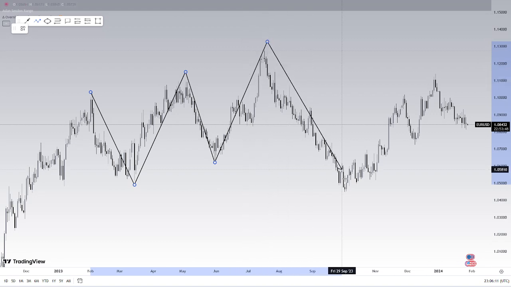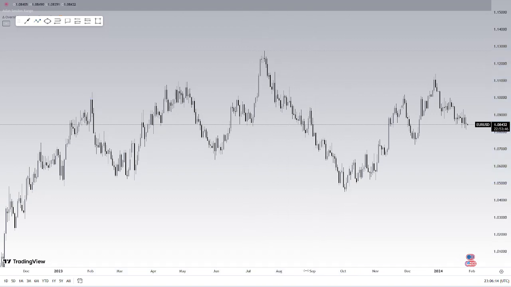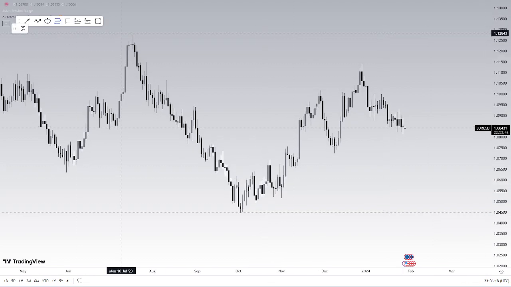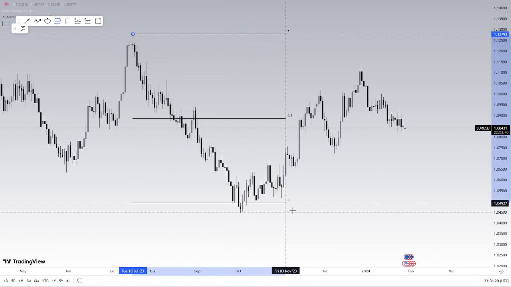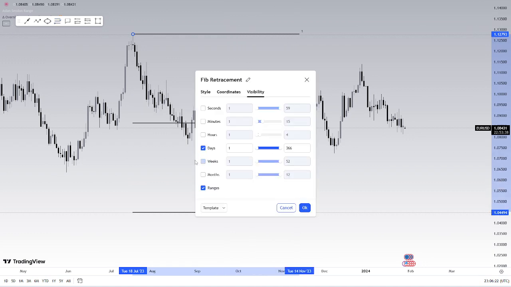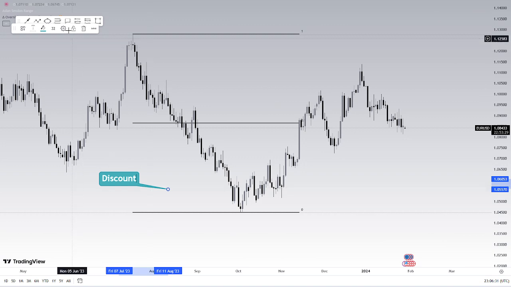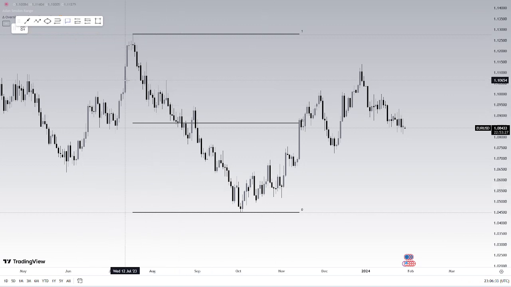Now from this high, we've seen a break of structure over here. So our current dealing range, our current structural dealing range is from this high down to this low over here, right? So this is important to understand. This is our dealing range. And again, just like the weekly time frame, we have a discount and we have a premium just over here.